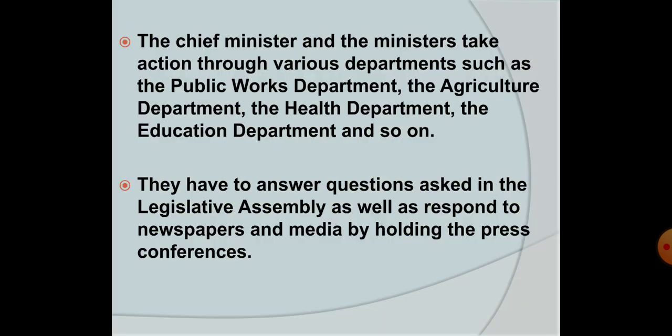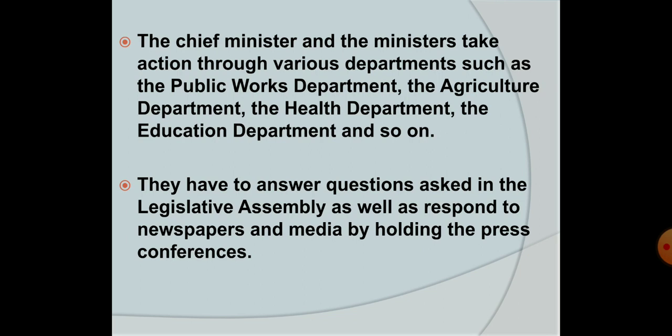Children, from whatever we have learnt so far, it is clear that the people in power, like the chief minister and the other ministers, have to take action and look after the requirements of the people. They do so through various departments such as the Public Works Department, that is PWD, the Agriculture Department, the Health Department, the Education Department, and so on. They are also answerable to questions asked in the Legislative Assembly. They have to convince people that proper and sufficient steps are being taken.